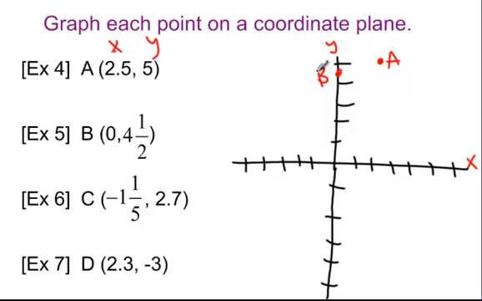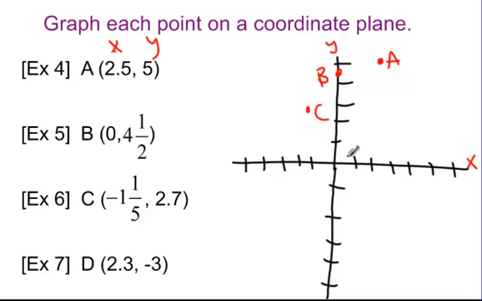All right. Now C is kind of weird because the X is at negative 1 and 1/5. So I'm going to go to my negative 1. And then 1/5 is 0.2. So I'm going to go about a quarter of the way, a little less than a quarter of the way. I mean, it's not going to be perfect, but estimate. So about right there. And then up 2.7. So here's 1, 2.7 is somewhere around there. So that'd be my C.